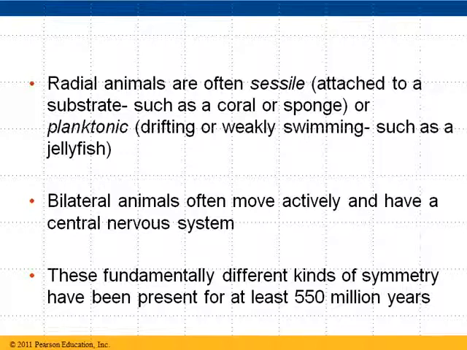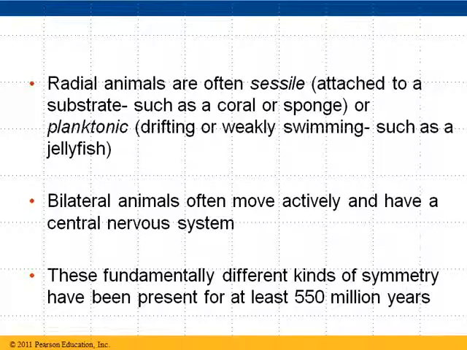And these fundamentally different kinds of symmetry have been around for quite a long time, for at least 550 million years. So by looking at the symmetry and some of the basic body plans of the creature, you can put the creatures into basic groups, and it helps you to sort out some of the diversity that you see in the kingdom of animals.